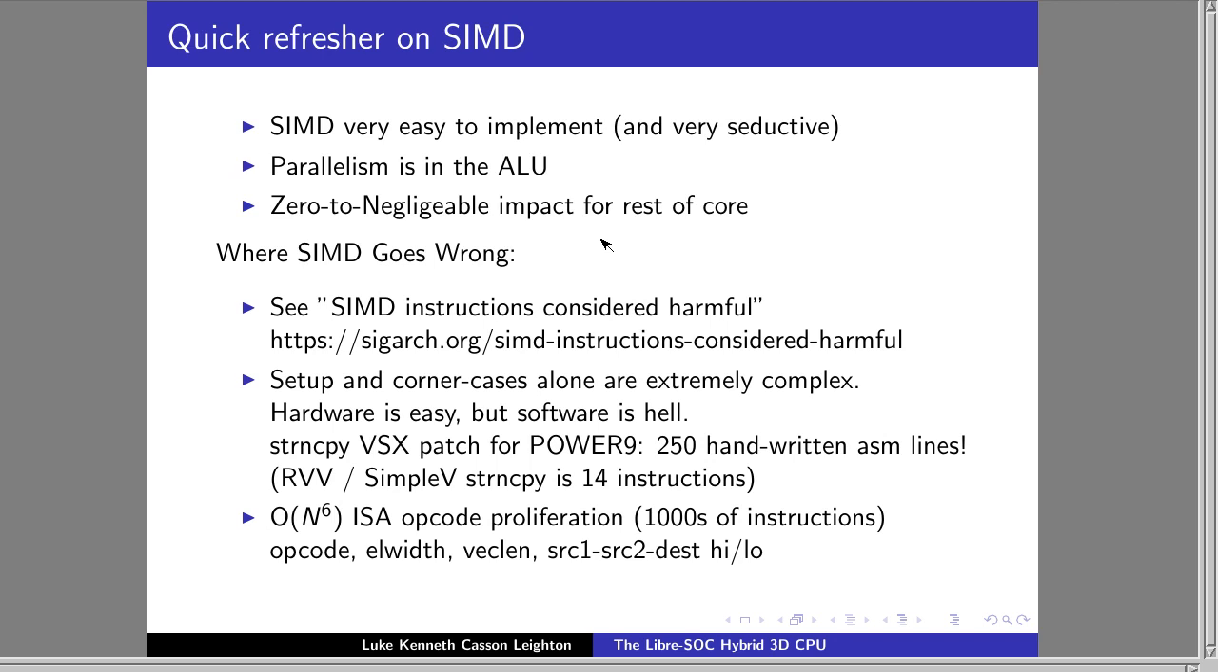The summary on SIMD is that it's very seductive. The parallelism is in the ALU, but you have to read the article "SIMD considered harmful". The corner case setup is extremely complex, and sad to say, the VSX patch for Power 9 for strncpy is a whopping 250 handwritten assembly lines, whereas for RVV and Simple-V, strncpy is 14 instructions. No setup and tear-down corner cases are required. SIMD is an order n to the 6 opcode proliferation, thousands of instructions.